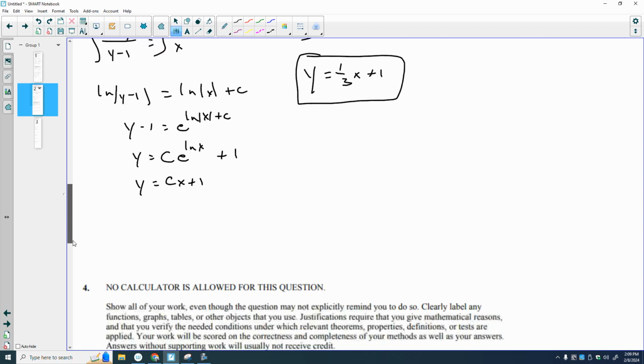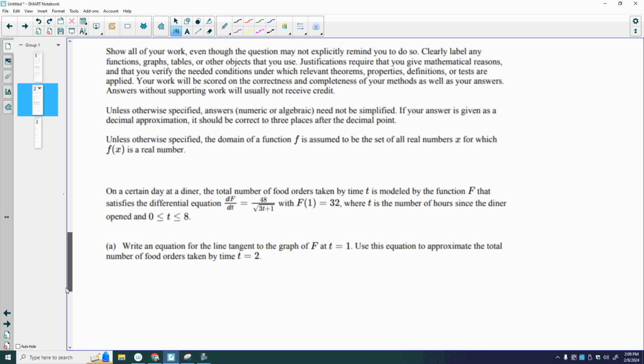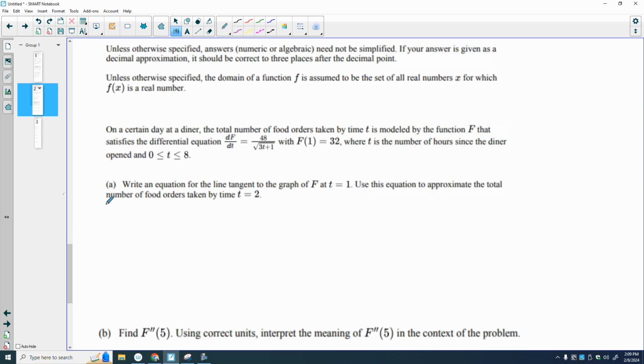That was it. Number 4. Once again, find the equation of a line tangent to the curve. So I needed to find the slope. So df dt. In this case, it's entirely in terms of t. So I have 48 over the square root of 3 times 1 plus 1. This becomes 3 plus 1 is 4. Square root of 4 is 2. 48 divided by 2 is 24. So y minus 32 equals 24 times x minus 1.